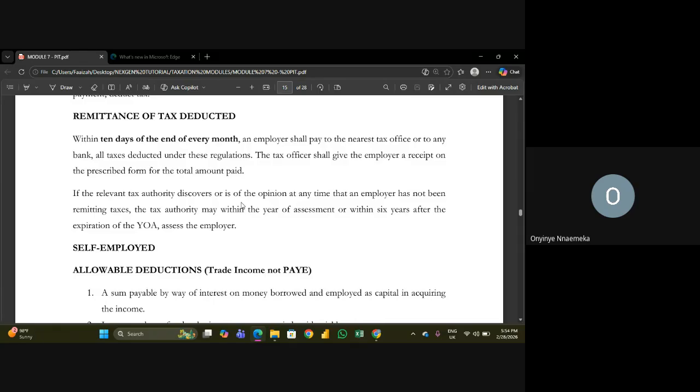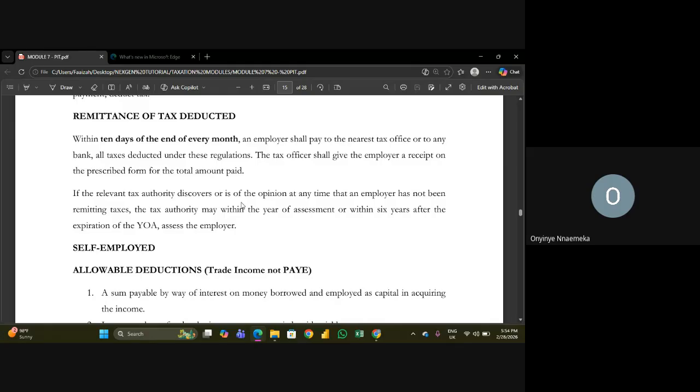So now, remittance of PAYE. You are supposed to remit your PAYE within 10 days of the end of every month. So if January should end, within 10 days of the end of January, that is February 1 to February 10, you ought to have remitted the PAYE for what?